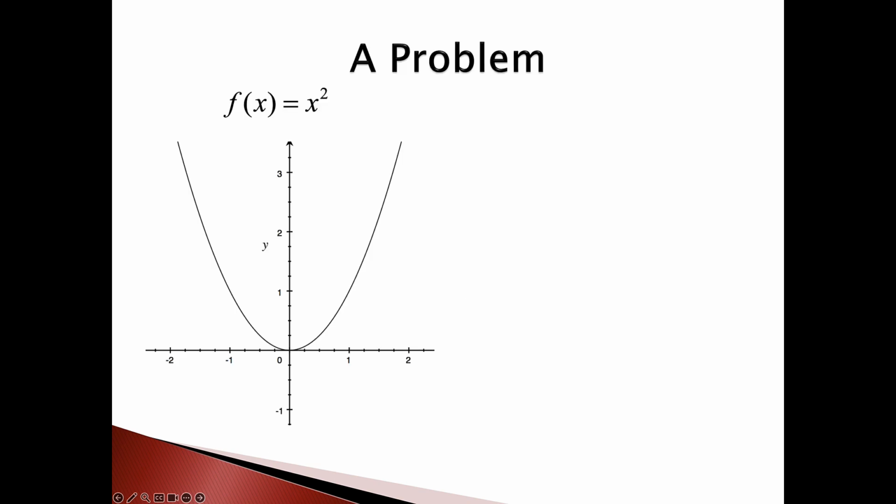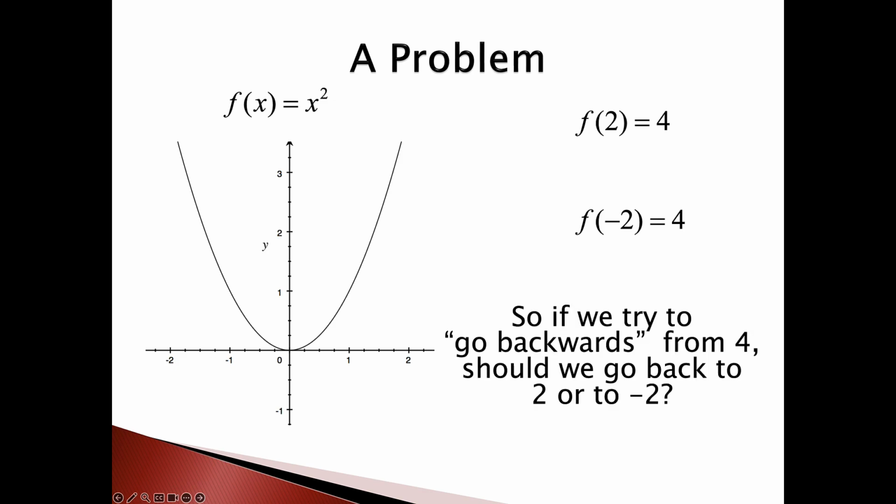Okay, well, one problem can show up if you try to figure out how to compute an inverse, because look at a function that's like x squared. So the problem is f of 2 is 4, because you take 2, you square it, you get 4. But the same thing happens to -2. It gets squared, 2 times 2, and turned into 4. So if we try to go backwards from 4, should we go back to the 2 or should we go back to the -2?